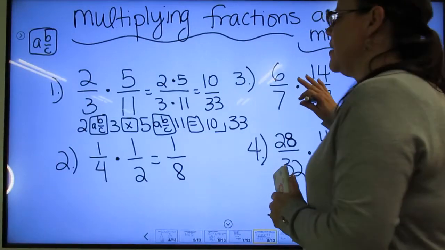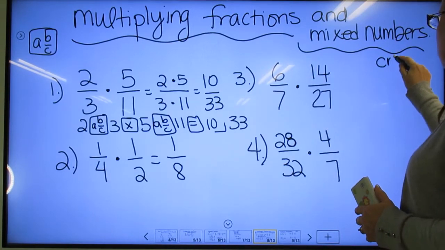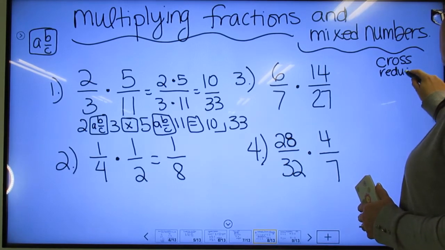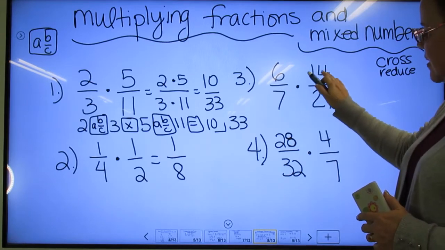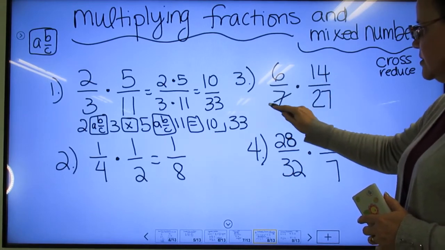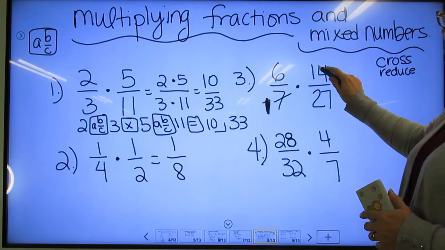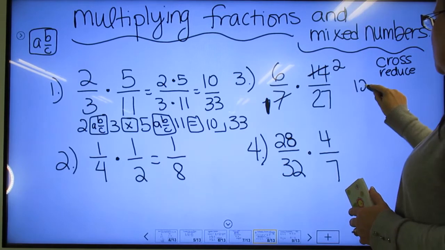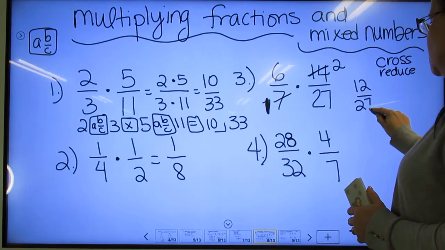However, over here, I wanted to discuss cross-reduce. Cross-reduce means that you can reduce across each number. 7 and 14. 7 goes into 7 once, and 7 goes into 14 twice. 6 times 2 is 12, and 1 times 27 is 27.